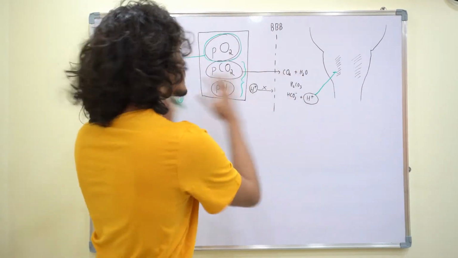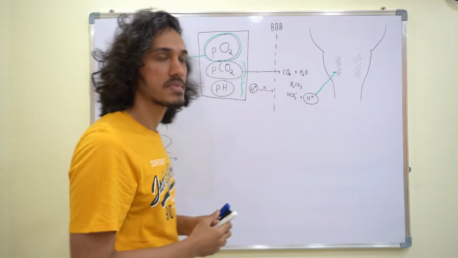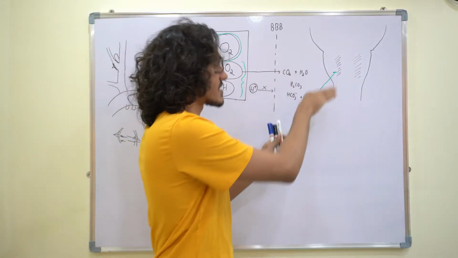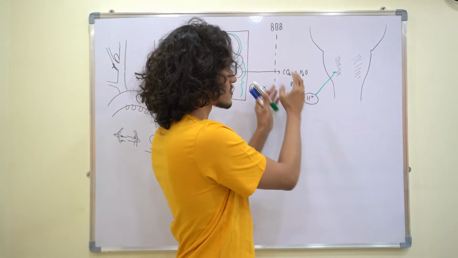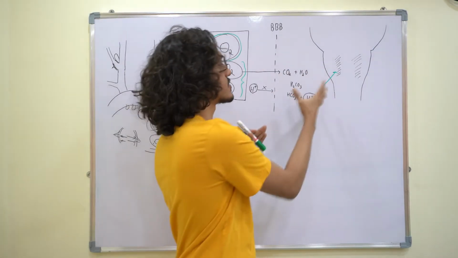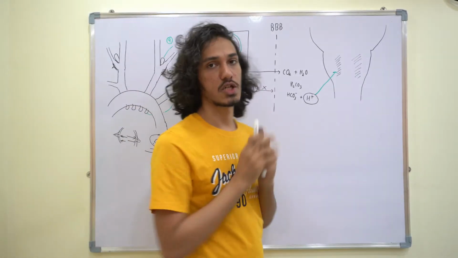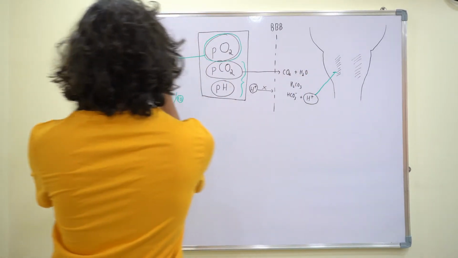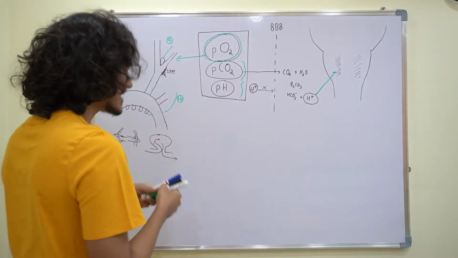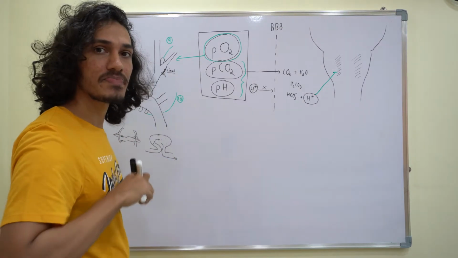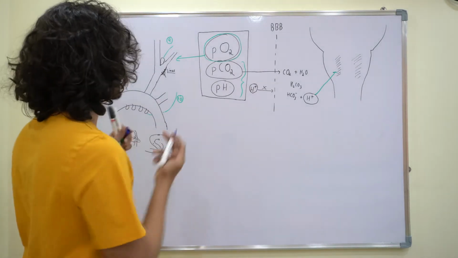While this whole process will take a little time, it's going to go to the brain, cross the blood-brain barrier, form CO2, H2O, carbonic acid, then split into H plus and HCO3 minus. So that is an issue over here. So the peripheral chemoreceptors have been kept there, so that is a very fast mechanism which is present.